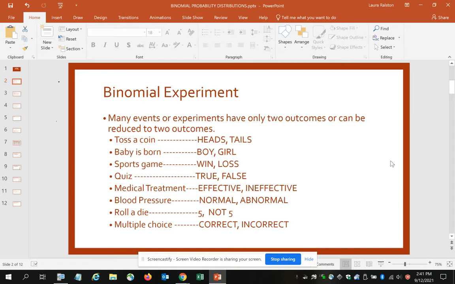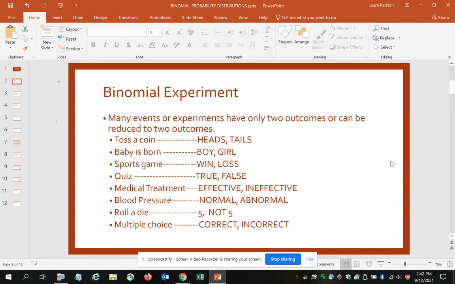So for example, if we toss a coin, the options are heads or tails. So we have two outcomes. When a baby is born, it is a boy or a girl. Again, two outcomes. In any kind of sporting event, you can have a win or a loss, two outcomes. On a quiz, especially if it's a true-false, you have two outcomes, true, false.